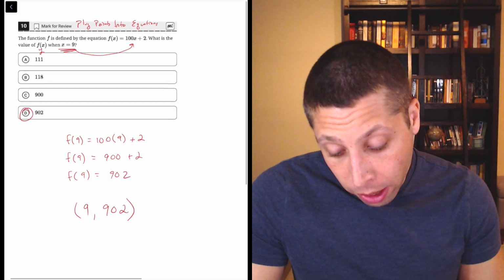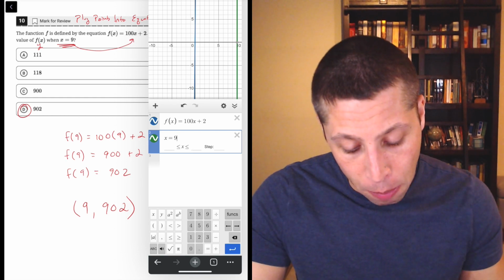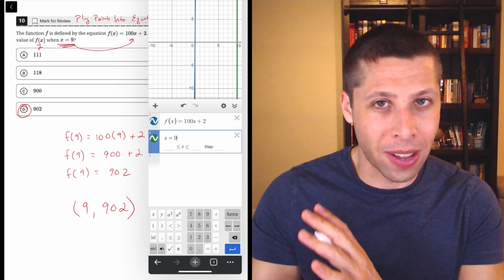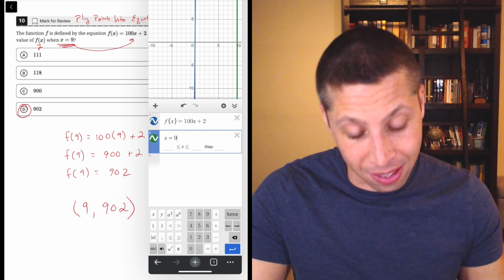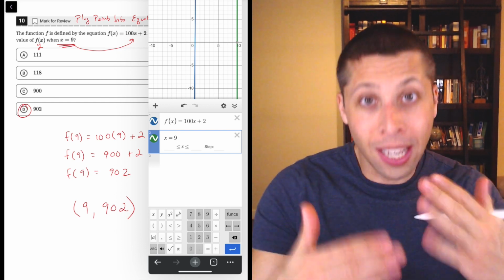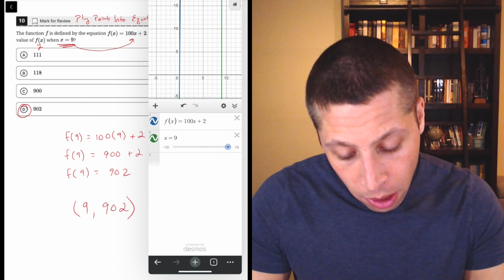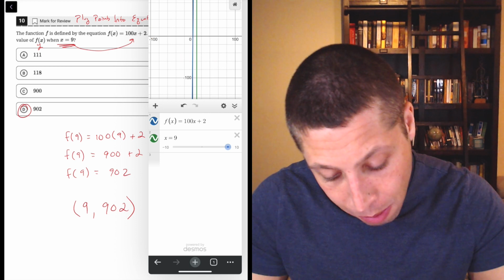If you really wanted to, I don't recommend this, but you could put this in Desmos. The main problem is that if we put both of these equations in Desmos, the f of x equation and then the x equals 9 as an equation, we would see the two things. We got the blue and the green there. But where they intersect, which is what we care about, is way off screen because 902, gosh, that's really far away. We got to zoom out a lot.